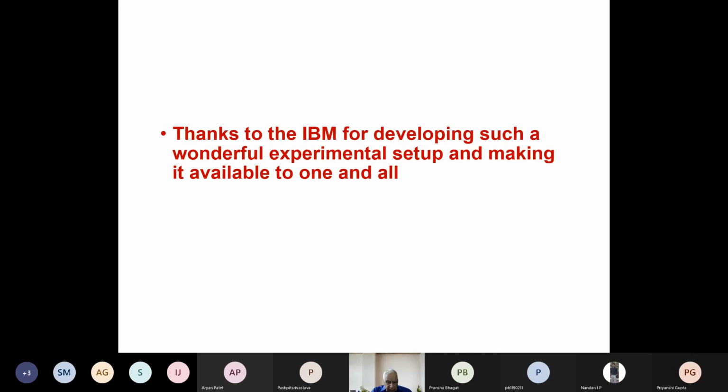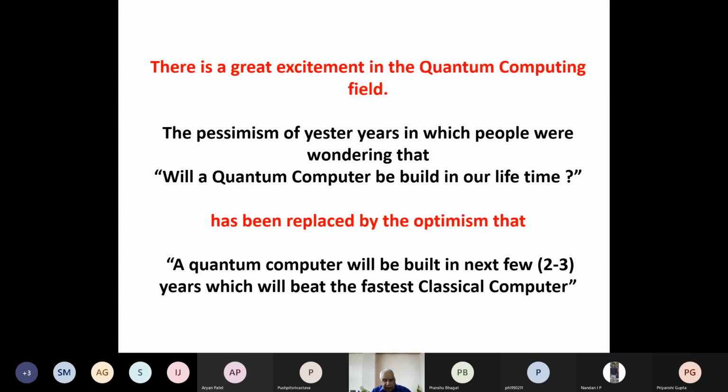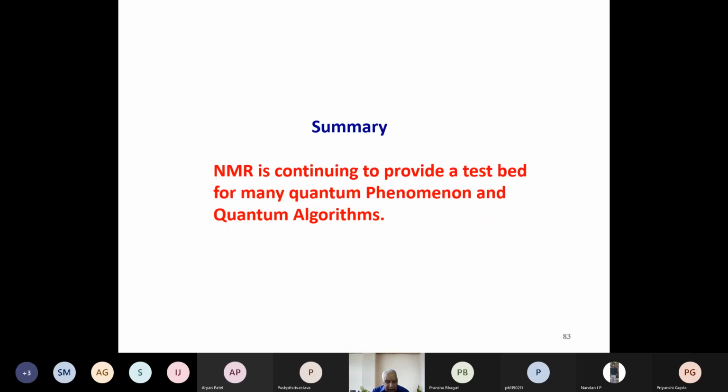Thanks to IBM for developing such a wonderful experimental setup and making it available to one and all. There is great excitement in the quantum computing field. The pessimism of yesteryears, when people wondered whether a quantum computer would be built in our lifetime, has been replaced by optimism that a quantum computer will be built in the next few years, and few is not defined, which will beat the fastest classical computer. Summary: NMR is continuing to provide a test bed for many quantum phenomena and quantum algorithms.